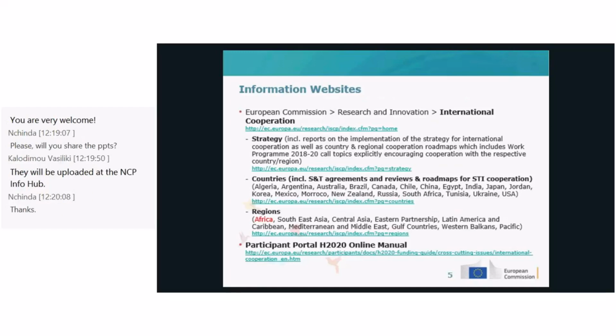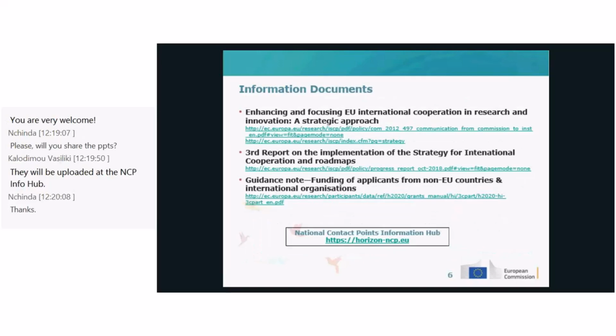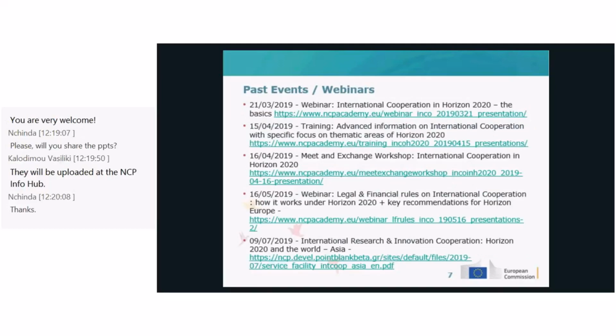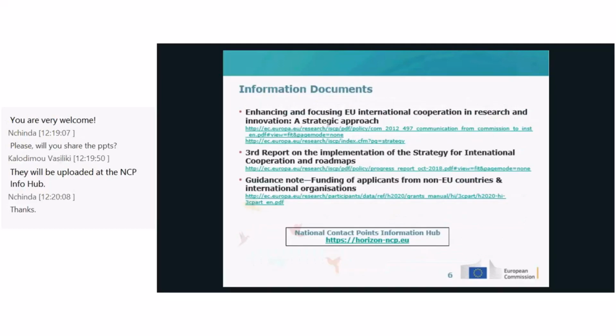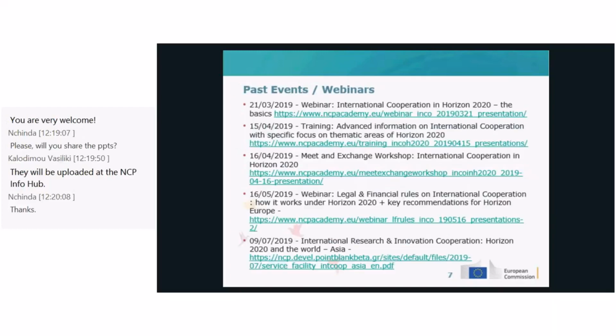This is another set of documents that gives detailed information about the strategic approach, and as mentioned at the beginning of my presentation, quite important is the National Contact Points Information Hub. As you can see at the bottom, you can find all the information needed.